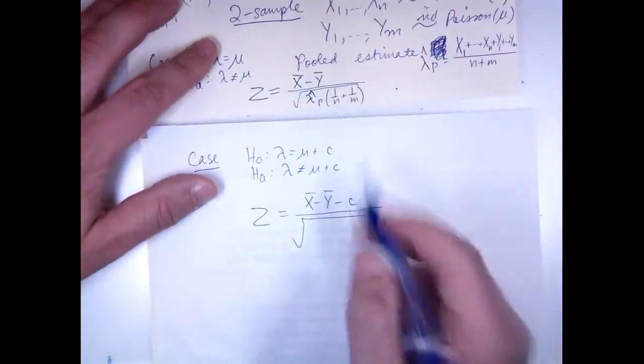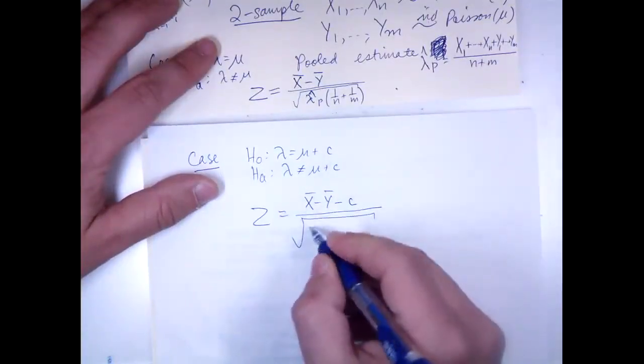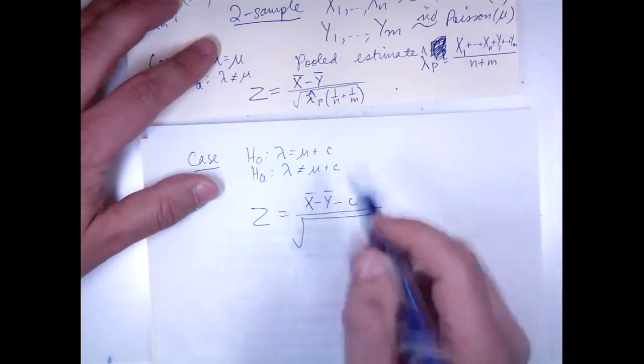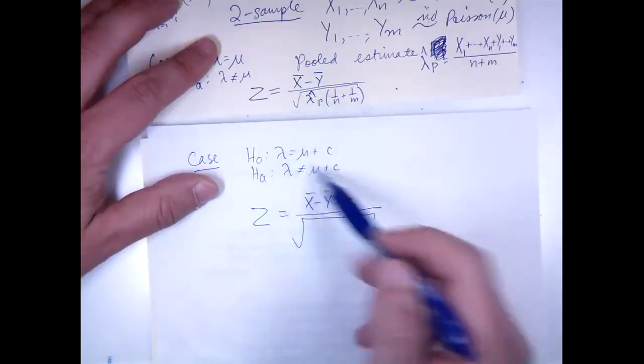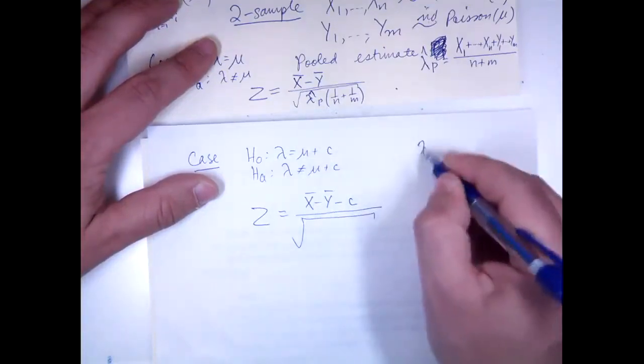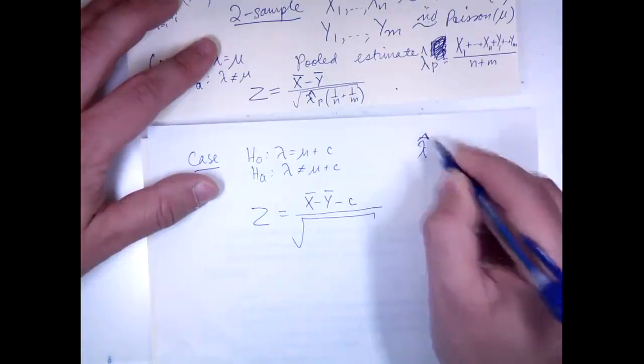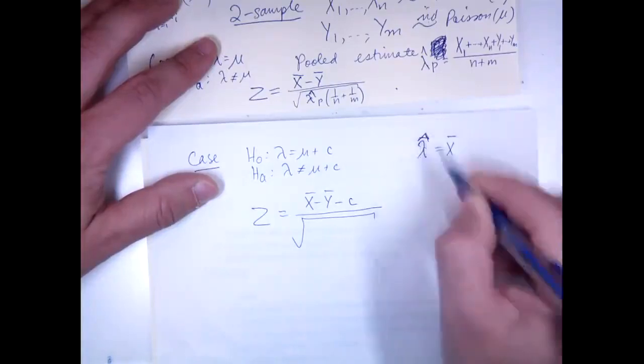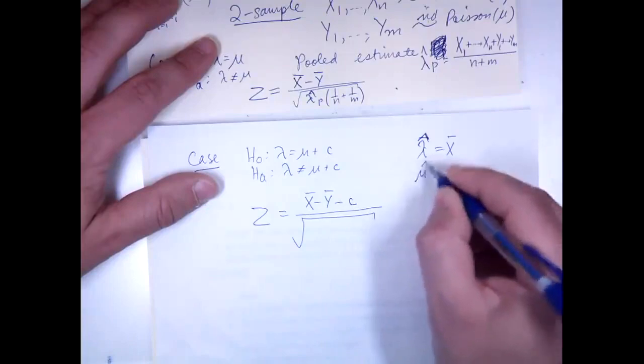Your mean, now, just as in the Poisson case, you have to use your lambda bar and your lambda hat and your mu hat separately. Lambda hat, what's our estimate of lambda? It's obviously just x bar, right? Because the expected value of x bar is mu hat is equal to y bar.